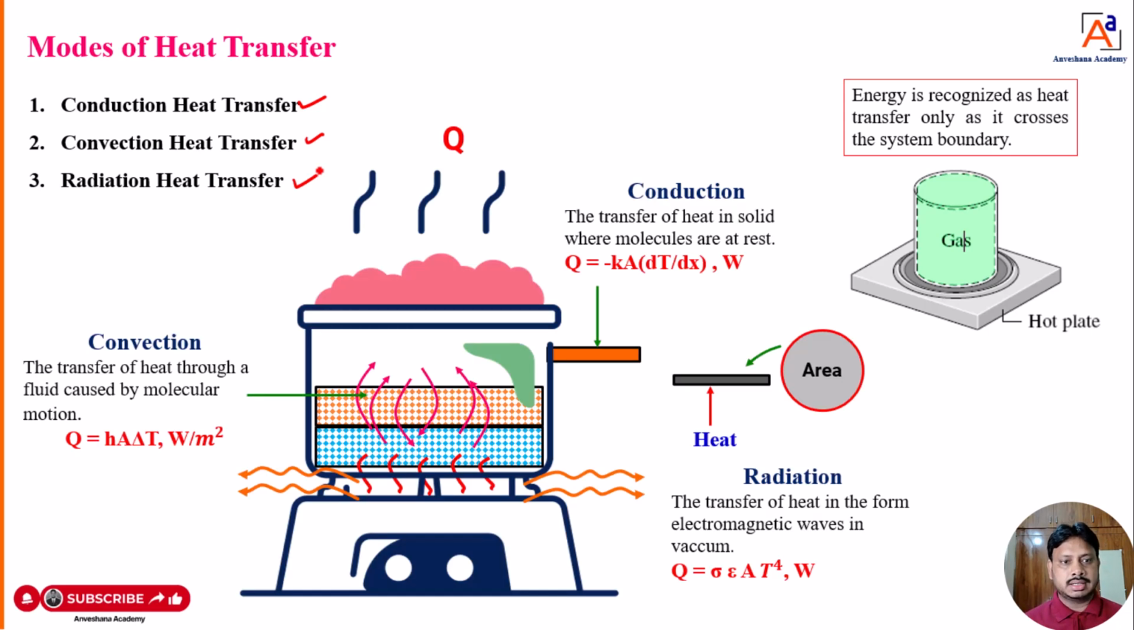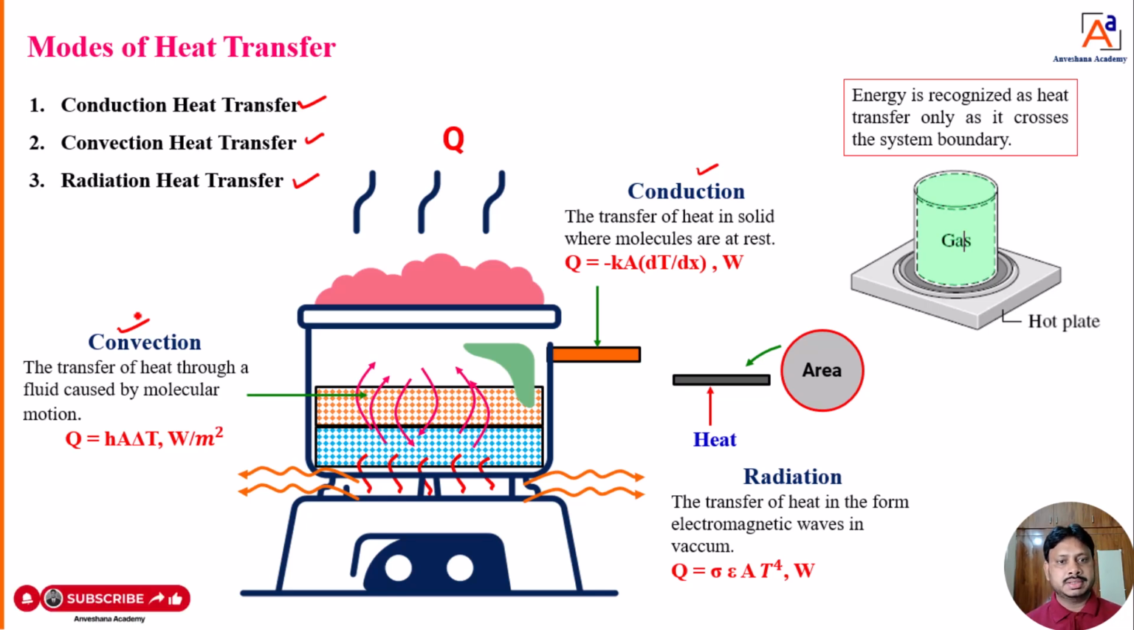So to understand conduction and convection, I have taken one day-to-day example to explain the modes of heat transfer. Conduction is nothing but what? Heat transfer that takes place in a solid body where the molecules or atoms are at rest. That is conduction heat transfer. Whereas convection heat transfer is a mode of heat transfer in which heat transfers from one part of the system to another part, or one system to another system, due to molecular motion. That is known as convection heat transfer.